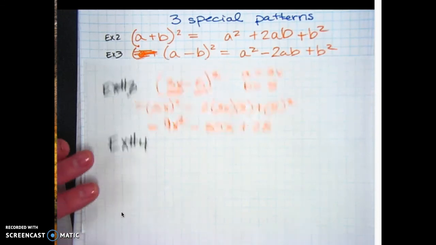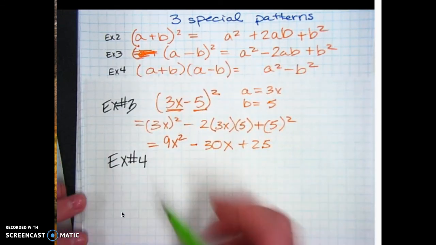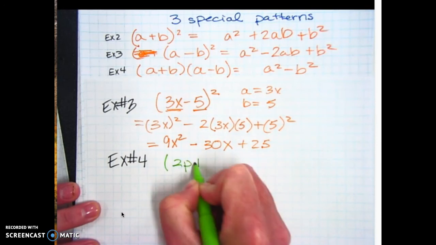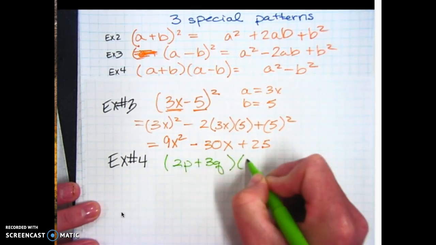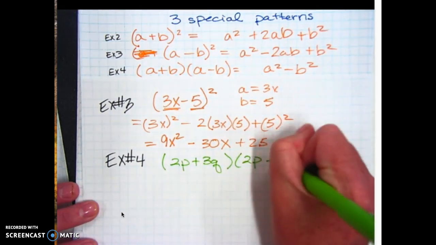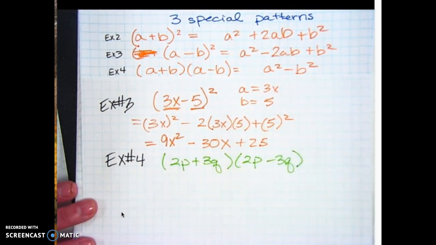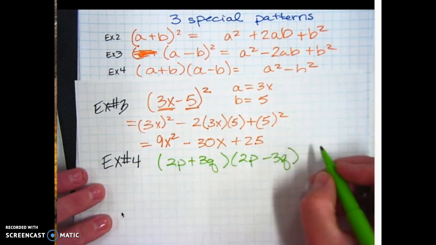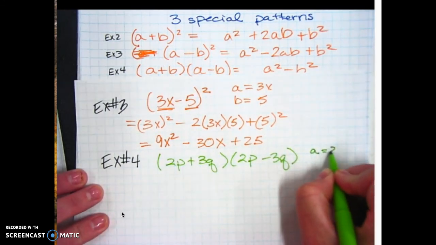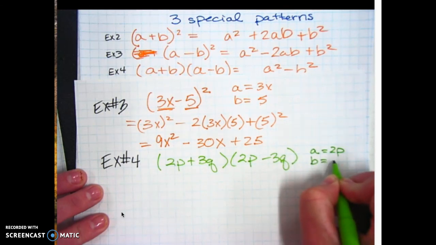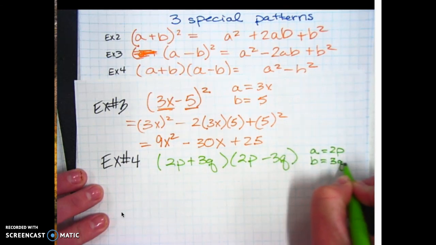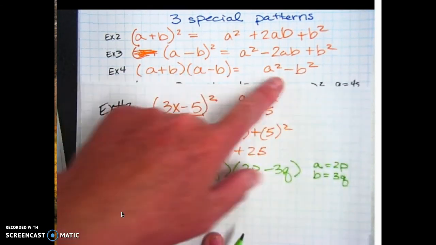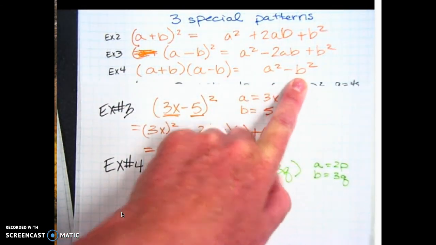The last pattern is the one that I really like. Okay, so it's 2p plus 3q times 2p minus 3q. And if you get good at this one, when you're multiplying, when we go to factoring, which is basically dividing, it makes that one even go faster. Okay, so in this case, your A is going to be the 2p, and your B is going to be the 3q. Okay? So you can see how short it is. It's just A squared minus B squared.